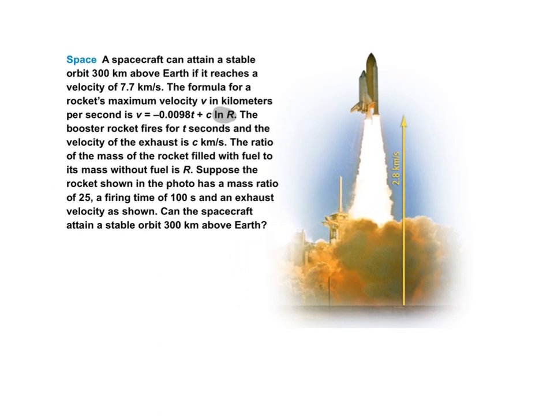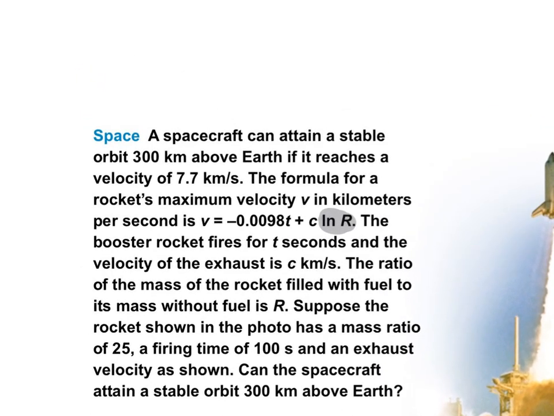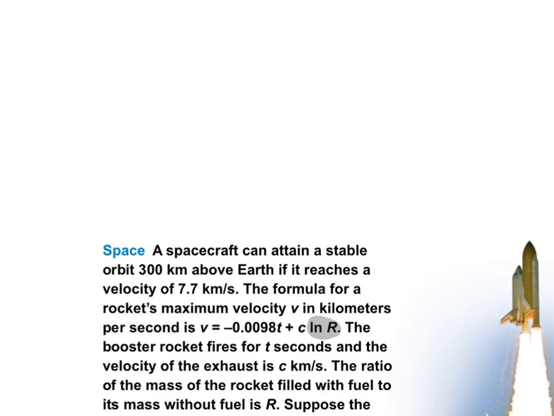Let's take a look at an example where we can use natural log. A spacecraft can attain a stable orbit of 300 kilometers above the Earth if it reaches a velocity of 7.7 kilometers per second. Let's first talk about just the way that orbiting works in general, because it's very interesting.